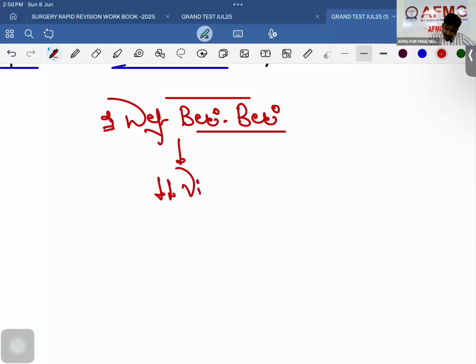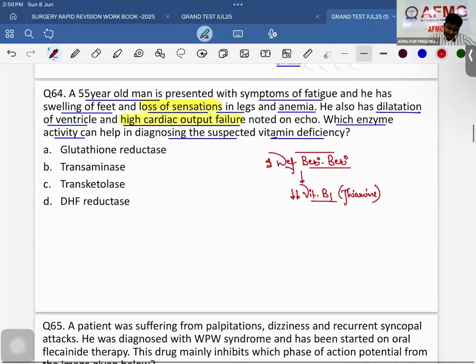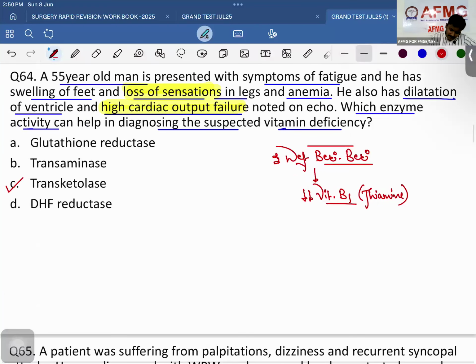It happens due to deficiency of vitamin B1, beta, and we know that vitamin B1 deficiency is also known as thiamine deficiency, beta. Here, if you want to check the levels of vitamin B1 in the patient's body, you should check for which enzyme activity? Answer has to be option C, that is transketolase activity, beta. Glutathione reductase activity, you will check if you are suspecting a case of vitamin B2 deficiency, beta. So glutathione reductase activity we will check definitely in patients of vitamin B2 deficiency.